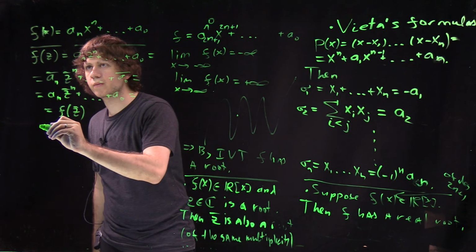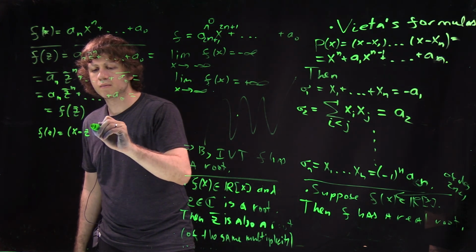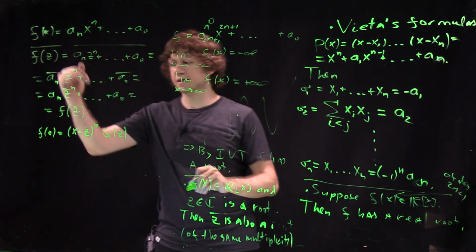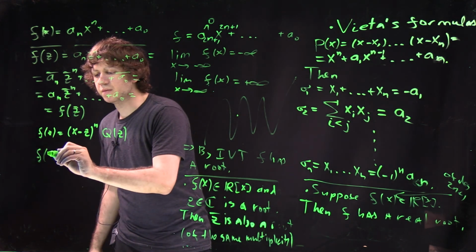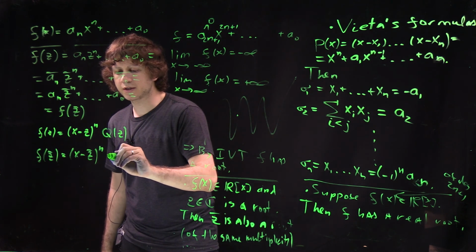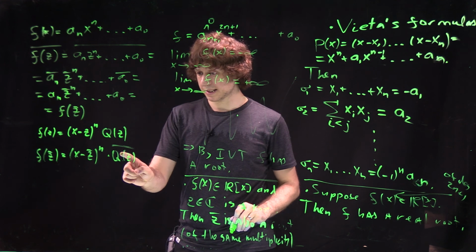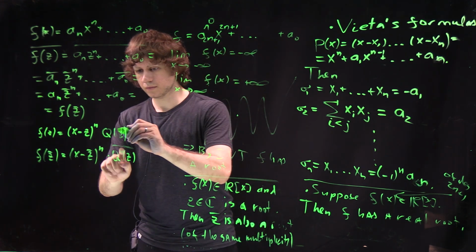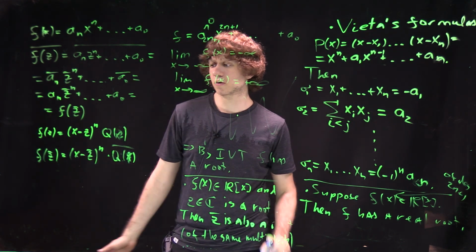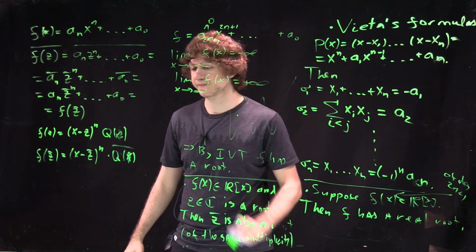So if your polynomial f of x equals (x minus z)^n times some other polynomial q of x, then you apply the same idea and you get that f of x equals (x minus z bar)^n times q of x, and whatever that is, it is some polynomial. So of course z bar will be a root of the same multiplicity.